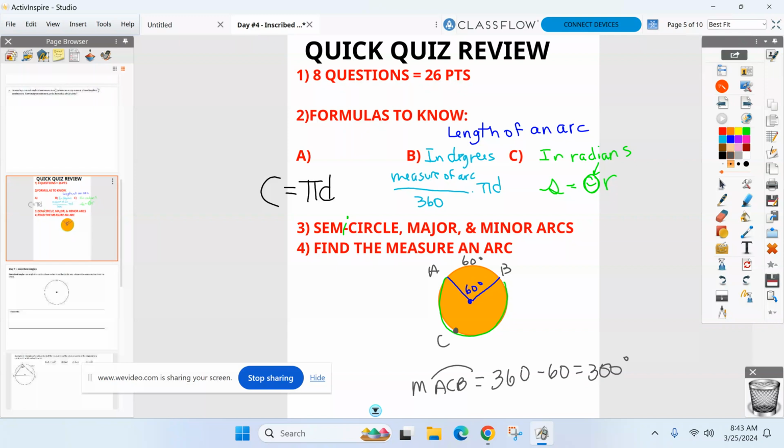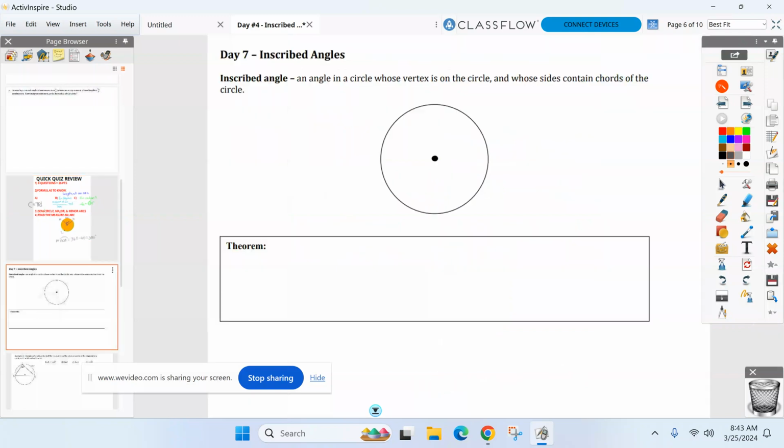So you guys are all set for the quiz tomorrow. I'm moving on, though, in the packet to day 4. I know it says 7 up there, but we're going to be day 4. New type of angle. First question I have from somebody is kind of like a review for the quiz. That dot's the center, all right? If anybody's confused, you don't have to draw this in either.